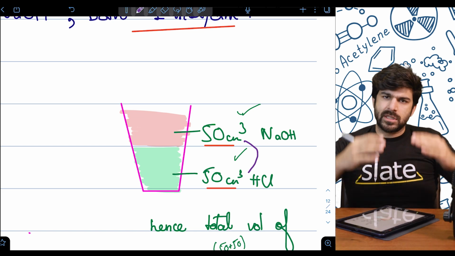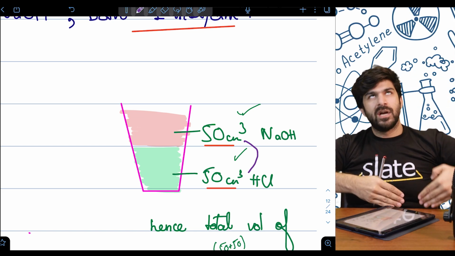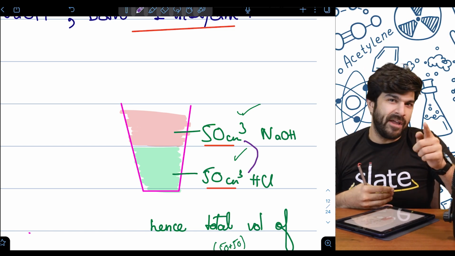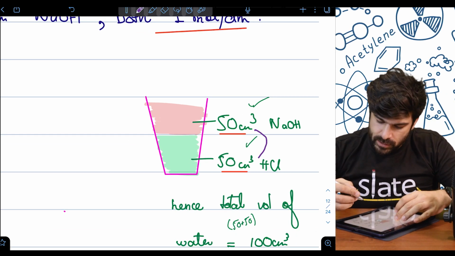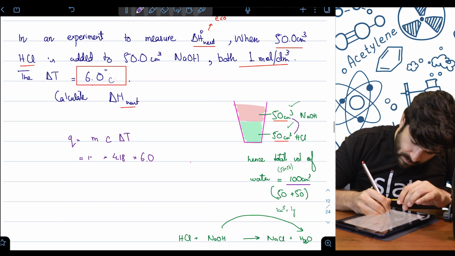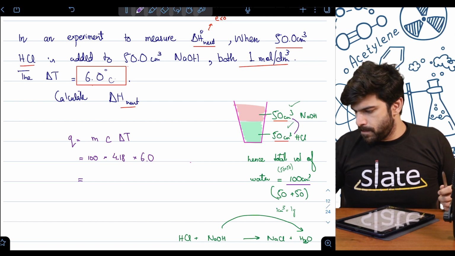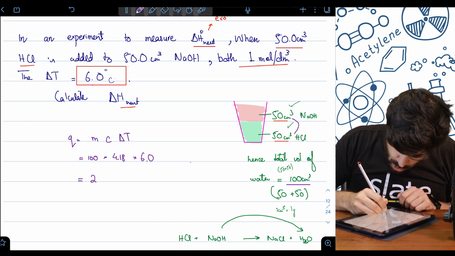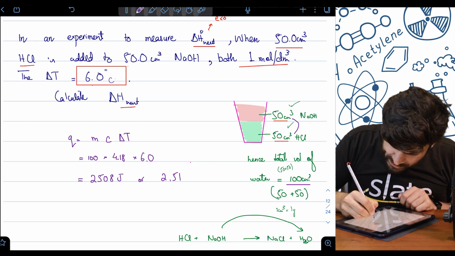Like you have a conical flask, you add volume from the burette. You have 25 centimeter cube in the conical flask, you add 21 centimeter cube from the burette. The volume of water will be 25 plus 21 because both of them are made in water. So the total volume of water is 100 centimeter cube. So the value will be 2508 joules or 2.51 kilojoules.